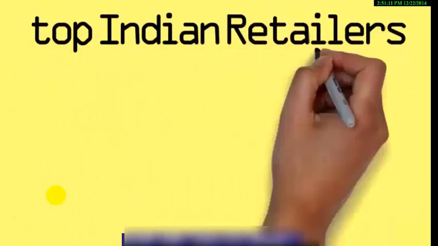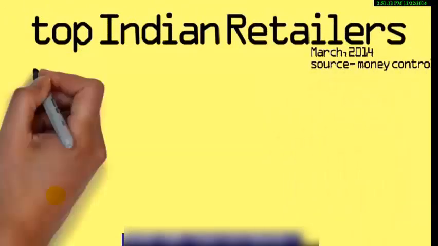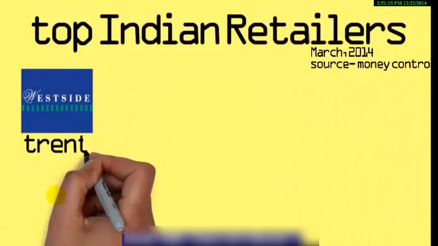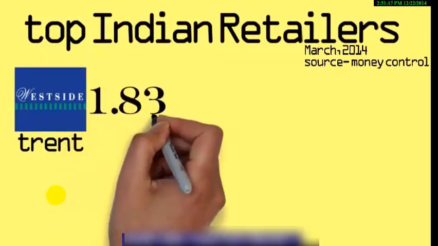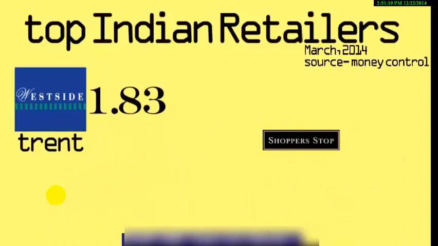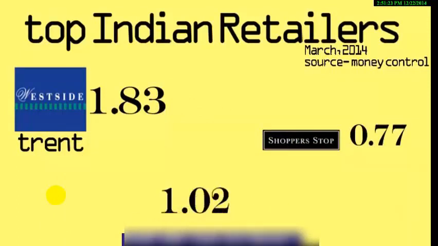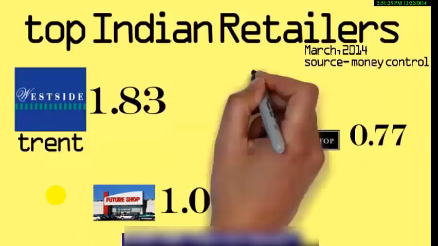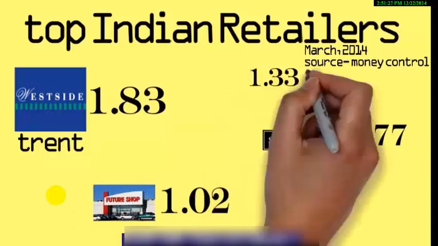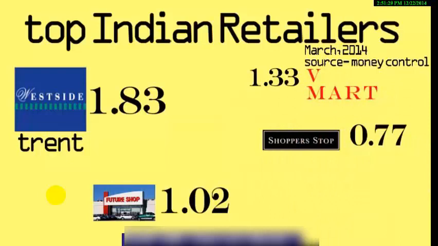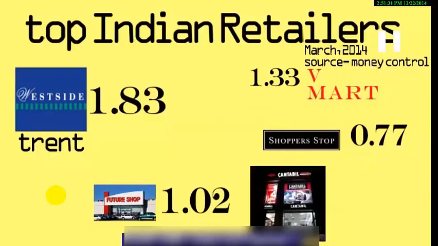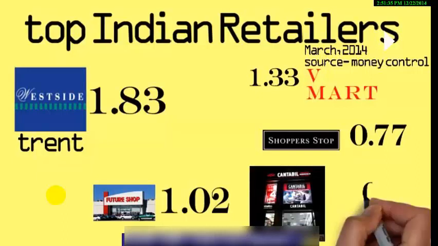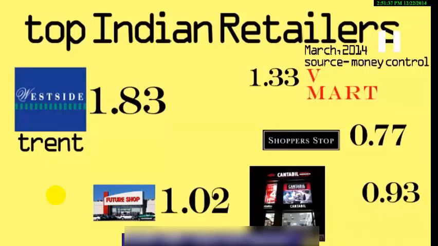Now if I talk about top Indian retailers, the Trent of Tata has a current ratio of 1.83. Shoppers Stop has a current ratio of 0.77 and Future Retail has a current ratio of 1.02. V-Mart has a current ratio of 1.33 and Cantabil Retail has a current ratio of 0.93.